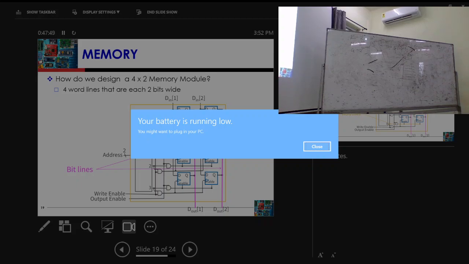The line 3 is on. Line 3 is 1. Output enable is 0. What happens?